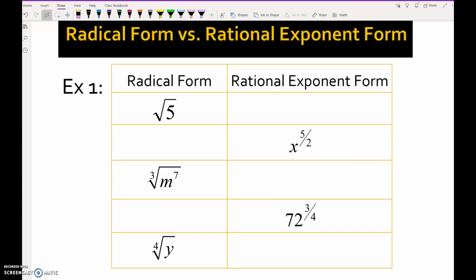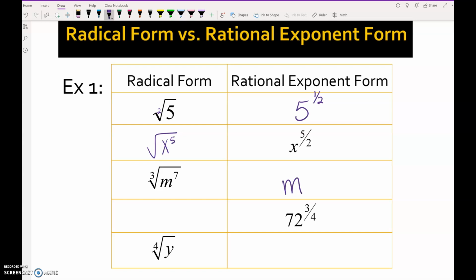Practice these skills by filling out this table. Pause the video, fill it out, then play to check yourself. This first one, remember when there's no index shown, that means it's a square root. So this is 5 to the 1/2. The next one, if the index is 2, you don't have to write the index in there. I won't count it wrong if you do, though. The square root of x to the 5th.